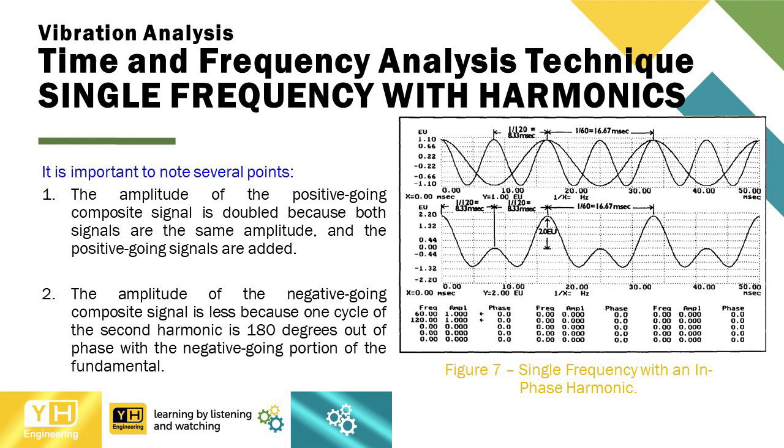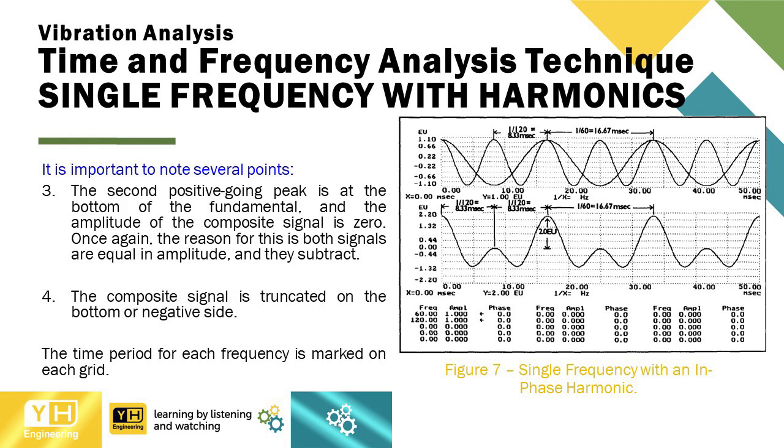And number 2 is the amplitude of the negative going composite signal is less because one cycle of the second harmonic is 180 degrees out of phase with the negative going portion of the fundamental. Number 3 is the second positive going peak is at the bottom of the fundamental, and the amplitude of the composite signal is 0. Once again, the reason for this is both signals are equal in amplitude, and they subtract. And number 4 is the composite signal is truncated on the bottom or negative side.